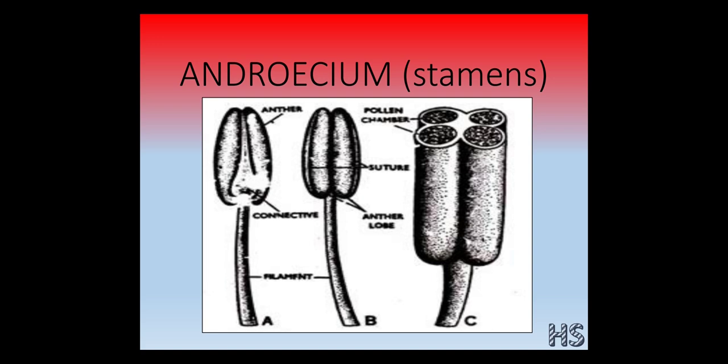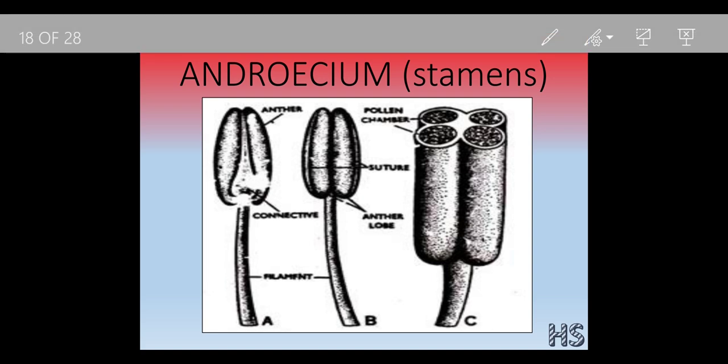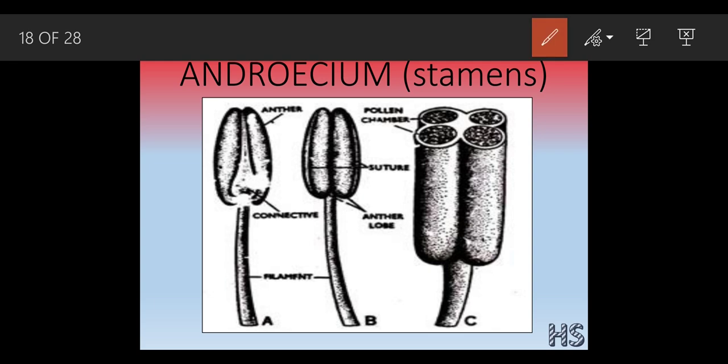Before starting the androecium, let's understand the meaning of this word androecium. See, the word andro means man and ecium means house. Okay, the word androecium means man's house. So androecium is also called the stamens. We have already discussed this in part 1.